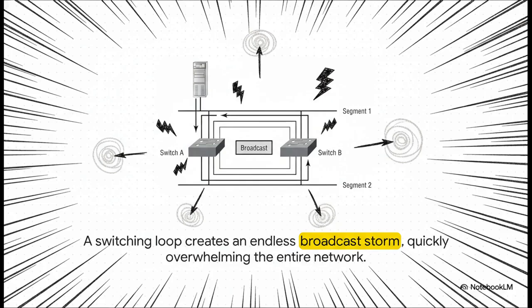This creates what's called a broadcast storm. And this storm can eat up all your bandwidth and literally crash the entire network in just a matter of seconds. It's bad news. To stop this from happening, switches use this really clever system called Spanning Tree Protocol, or STP, which intelligently finds and blocks those loops before they can cause a total meltdown.